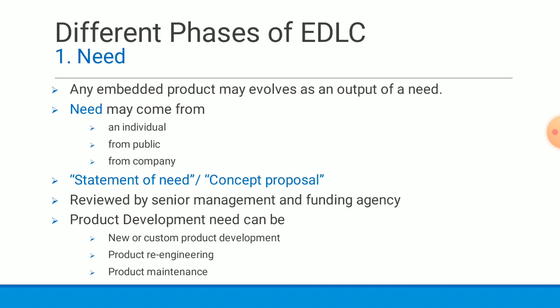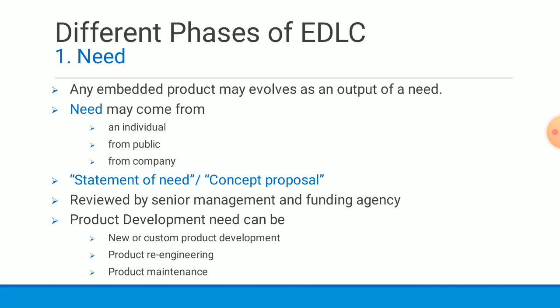And the third one is product maintenance. Product maintenance deals with providing technical support to the end user for an existing product in the market. The maintenance request may come as a result of product non-functioning or failure. We can divide product maintenance into two: one is corrective maintenance, and the second one is preventive maintenance or scheduled maintenance.